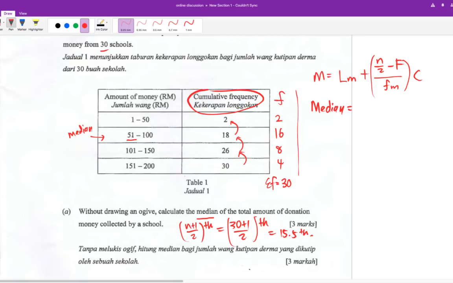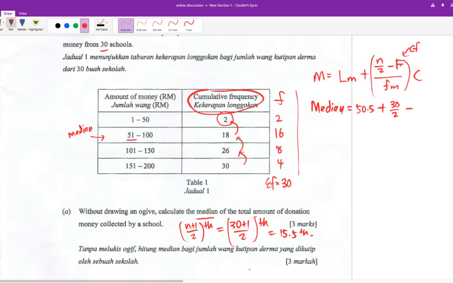If you do not know how to find the lower boundary, you take 51 plus 50 divided by 2, so you get 50.5. Plus n over 2. n is 30, so 30 divided by 2. Minus capital F, which is the cumulative frequency before the median class. Your median class is here, so before the median class means this one. So if my median class is 101 to 150, my cumulative frequency before the median class will be 18.